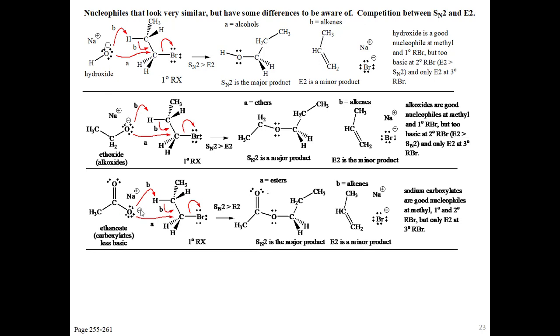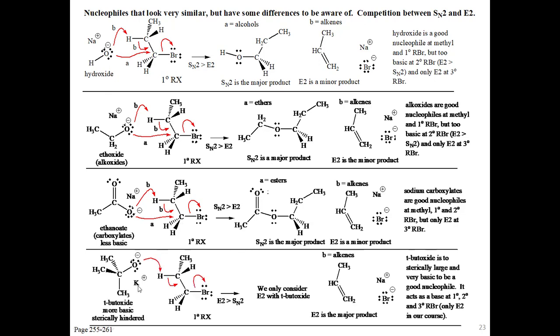Okay, and then I have carboxylates, very well-behaved nucleophiles, so they give a lot of SN2 over E2, even at secondary. So certainly at primary, SN2 is the winner. But notice what we make. We make an ester. So just on this slide, we've got an alcohol, we've got an ether, we've got an ester. This, of course, is all at primary centers.